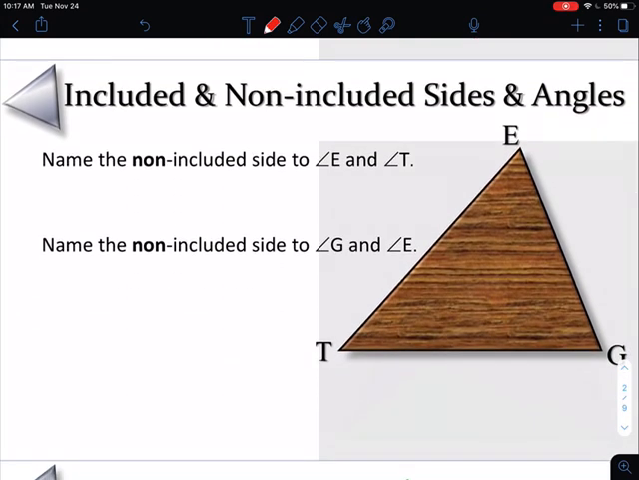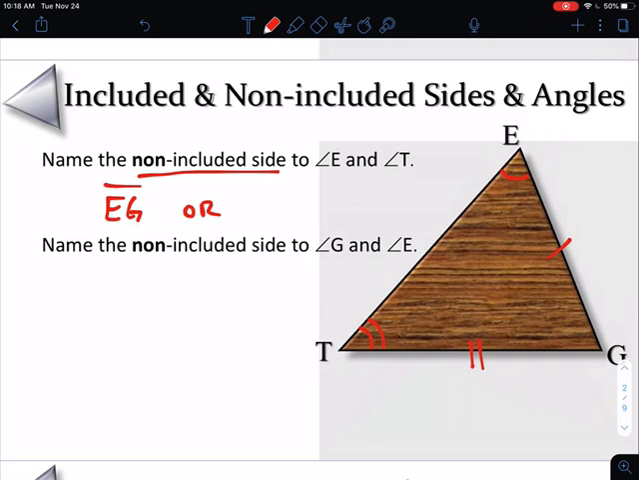Now for non-included, same triangle, but now for the non-included sides or angles. In this first example, it says name the non-included side to angle E and angle T. Again, angle E is at the top here, angle T is at the bottom left. We want the sides that are not in between. Side TE on the last slide was the one that's in between, so we want to pick a side that's not. We could pick side EG over here on the right. So line EG would be non-included. It doesn't touch both angles. Or we could use the other side, GT, because that also does not touch both angles.